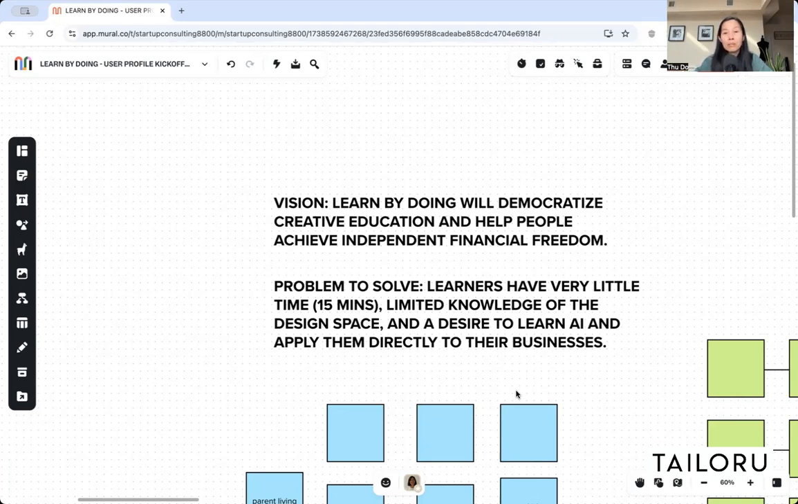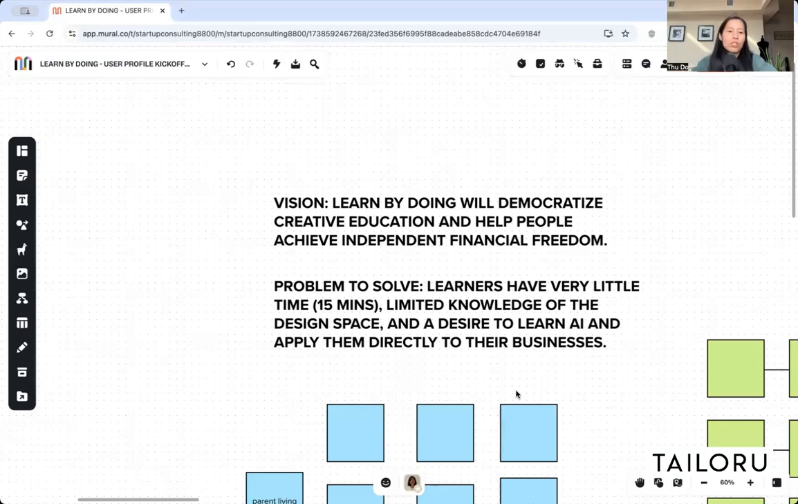a very short amount of time and to be able to use them right away, it is because they have very little time, very often less than 15 minutes of their day. They have little knowledge of the design space or some of these tools that might be useful for them that they are able to apply right away to their businesses. And then there's this note around desire to learn AI. And you will see in my workshop that there's a lot of AI concepts because AI has been penetrating our entire world. So why not learn and accelerate the work that we're doing, right?